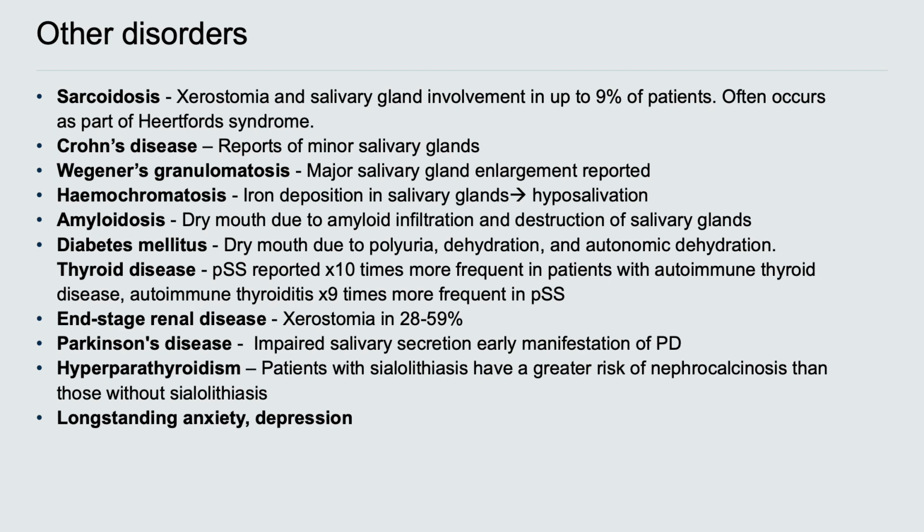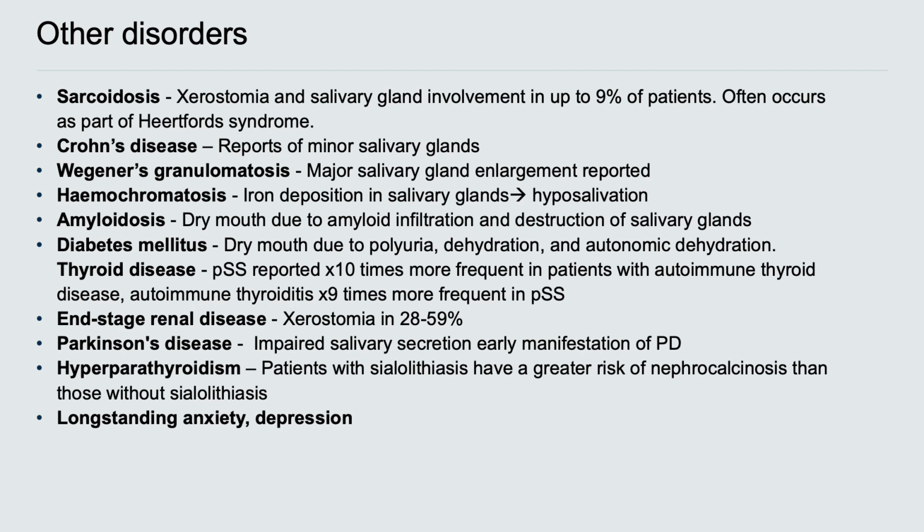Hemochromatosis is characterized by iron deposition in the salivary glands, which may result in hyposalivation. Similarly, amyloidosis can result in amyloid infiltration and destruction of the salivary glands, leading to dry mouth. Patients with diabetes may present with sialosis, which we have discussed, but dry mouth may be secondary to polyuria, dehydration, and autonomic neuropathy.